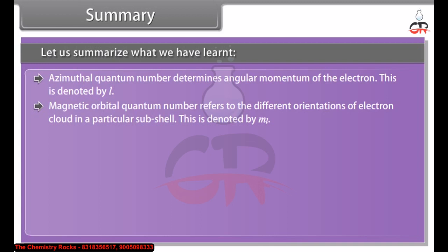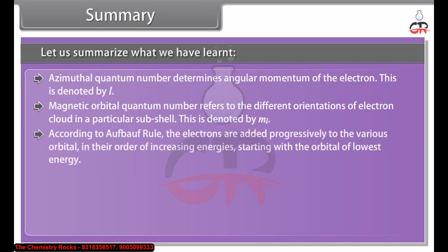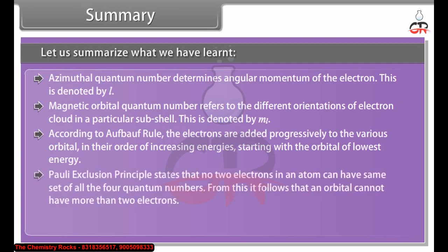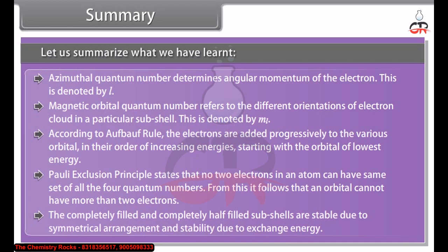According to the Aufbau rule, the electrons are added progressively to the various orbitals in their order of increasing energies, starting with the orbital of lowest energy. Pauli's exclusion principle states that no 2 electrons in an atom can have the same set of all 4 quantum numbers. From this, it follows that an orbital cannot have more than 2 electrons. The completely filled and completely half-filled subshells are stable due to symmetrical arrangement and stability due to exchange energy.